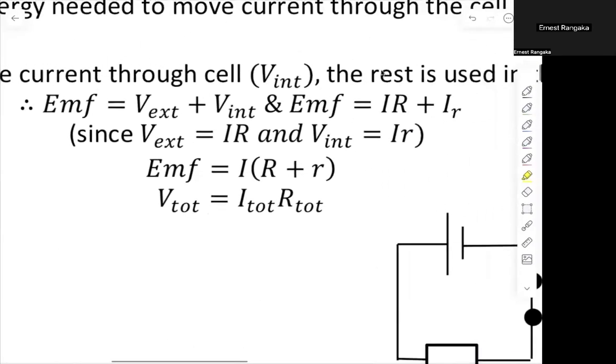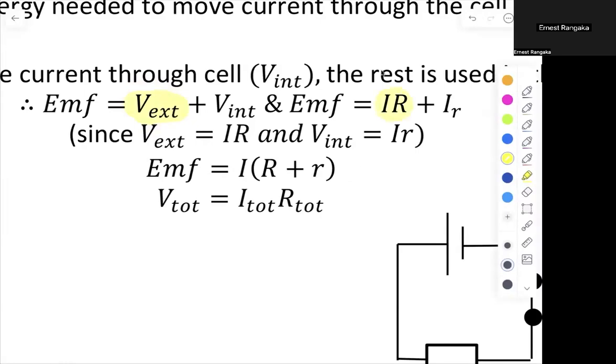Then when we look at our equation there, we can see that EMF is broken down into the energy that makes it out of my cell. That's going to be my V external. And basically what we can write that as, we know Ohm's law, V is equal to I times R.